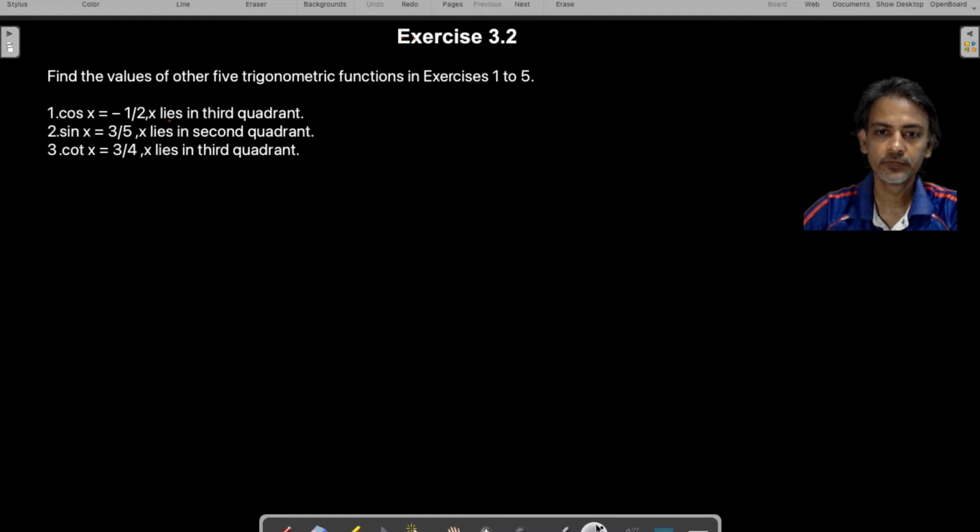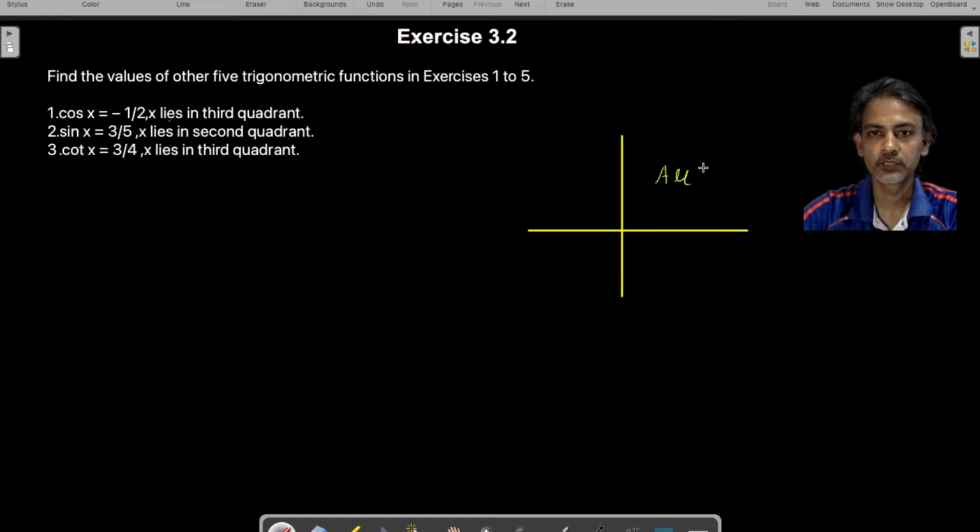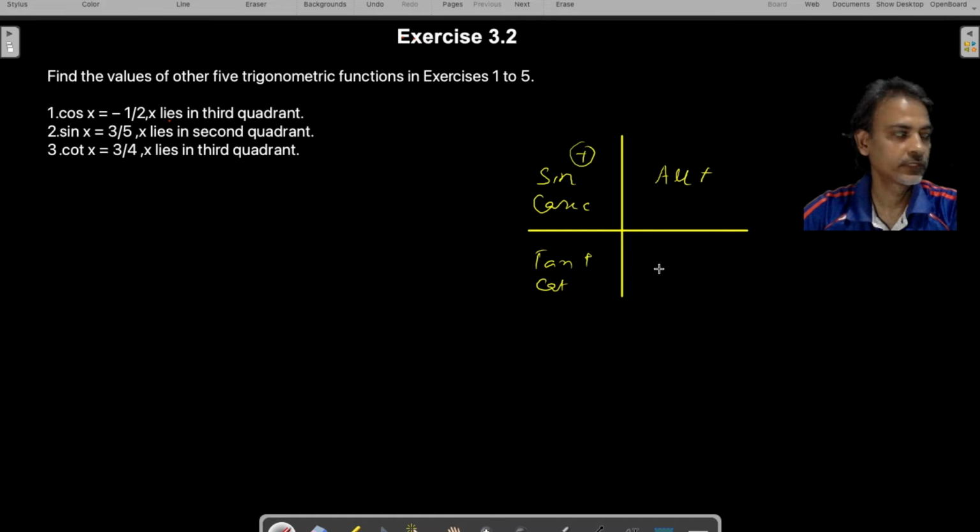If you remember, we had this kind of quadrant system. All the trigonometric entities in the first quadrant are positive, all positive. In the second, only sine and of course the opposite of sine, which is cosec, would be positive. Then in the third, tan and cot would be positive, and finally in the fourth, cos and sec would be positive. All right, so this is the concept, right?